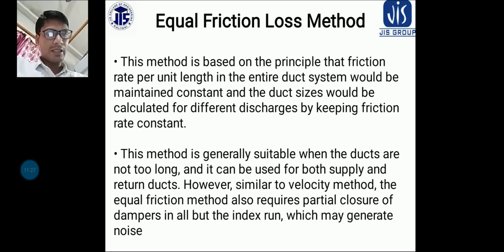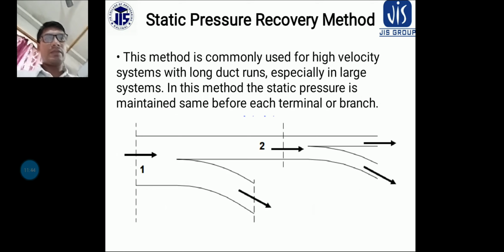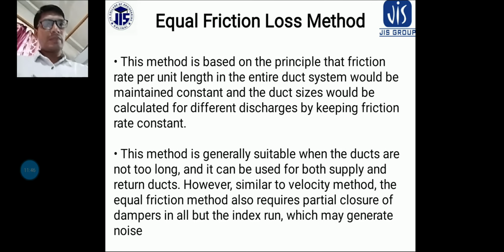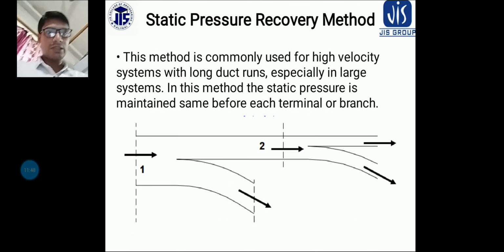However, similar to the velocity method, the equal friction method also requires partial closure of the damper in all but the index run, which may generate noise. So in case of equal friction loss, this kind of phenomenon we can see.